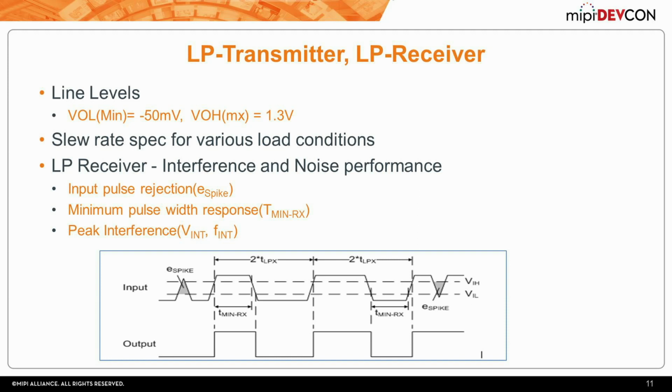So the receiver should be robust enough to ignore all the pulses of the size defined by each spike, or the receiver must be able to decode the pulses even if they are as wide as T-min Rx. Another one is the peak interference. If there is RF interference specified by V and F frequency values, the receiver should be able to tolerate it, just to make the LP receiver more robust.